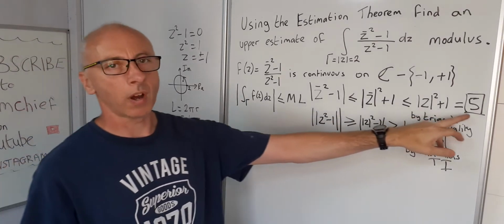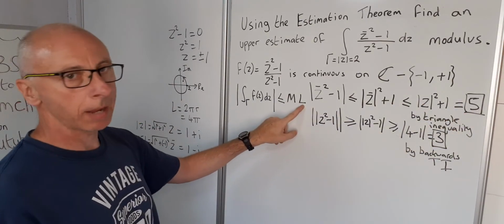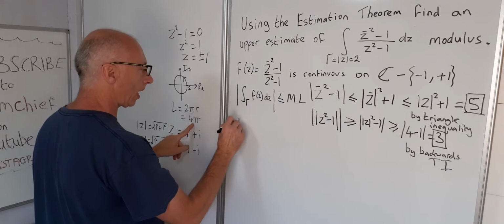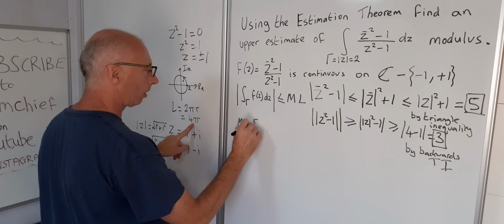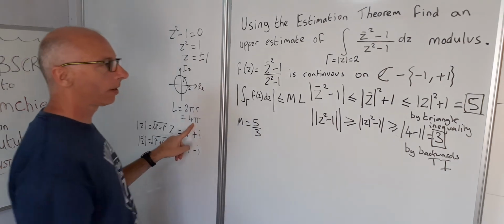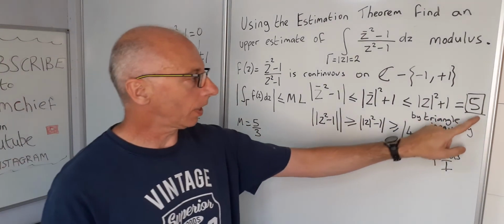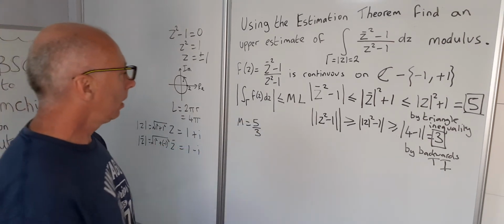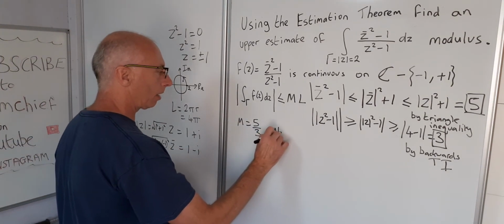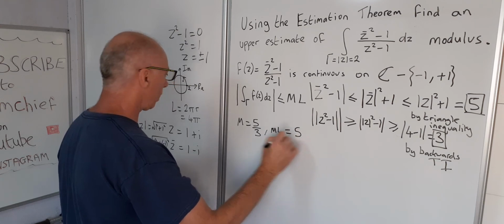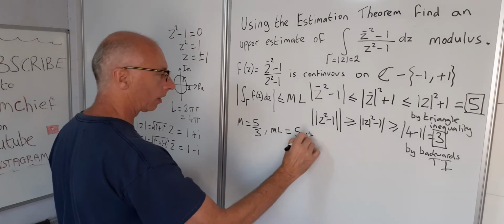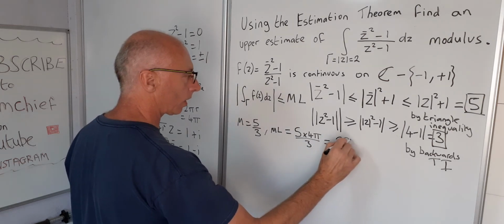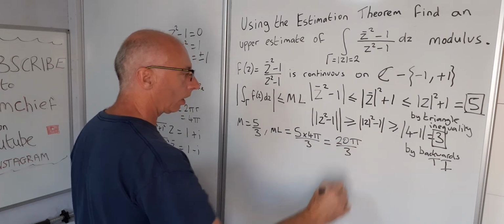So that will give us our m. So here we're looking for the m and the l. We've got our l, which is 4 pi. So therefore our m equals 5 over 3. So we've got 5 and 3. So now we've got m times l. So therefore m times l equals 5 times 4 pi over 3, which equals 20 pi over 3.